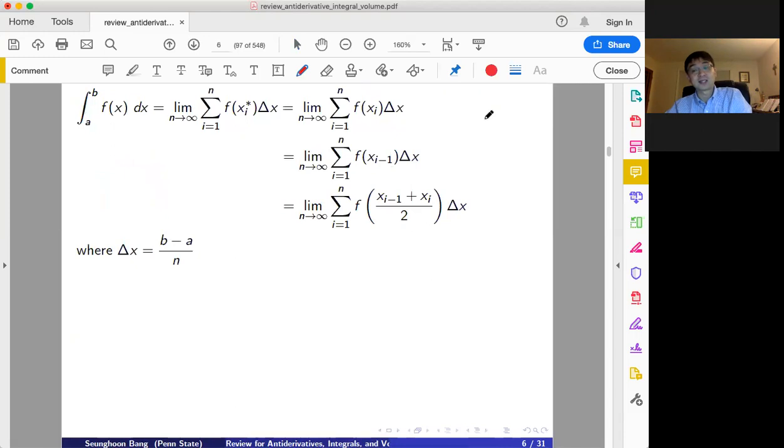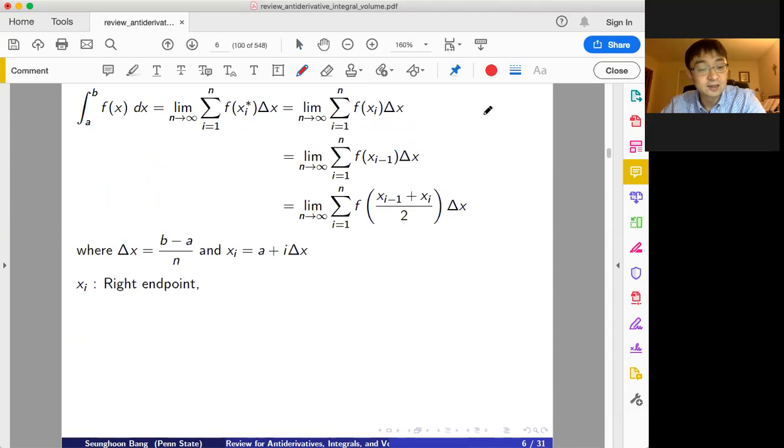What's delta x? Delta x is b minus a over n. xi is a plus i times delta x. So xi is the right-hand point. xi minus 1 is the left-hand point. xi minus 1 plus xi over 2 is the midpoint.